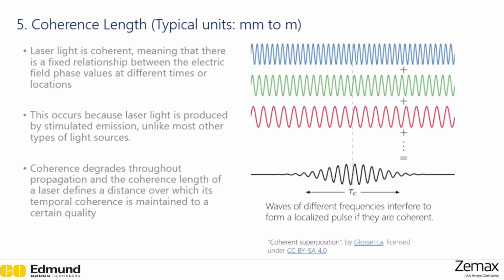So for example, in this image here, we add 3 different frequencies, creating a localized pulse. This pulse will propagate through space and maintain its shape, assuming we maintain this coherence. This occurs because laser light is produced by stimulated emission, unlike most other types of light sources. Stimulated emission produces coherent light. Coherence does degrade throughout the propagation, and the coherence length of a laser defines the distance over which its temporal coherence is maintained to a certain quality.